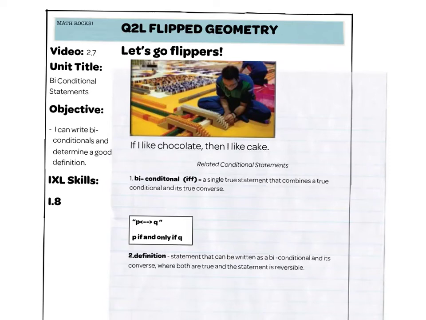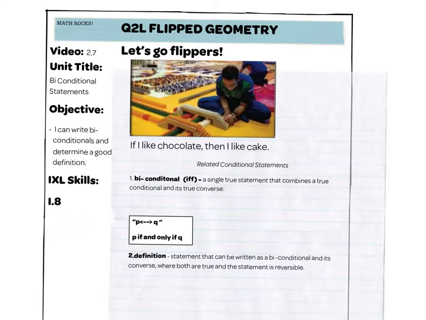Hello students, this is video 2.7 and the unit title is biconditional statements. For this section, our objective is: I can write biconditionals and determine a good definition. The IXL skill is I8, so this is a new IXL skill. I've not written this one down, so please make sure you get it.